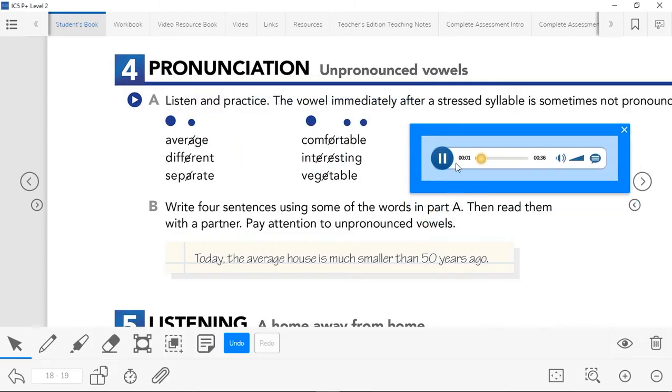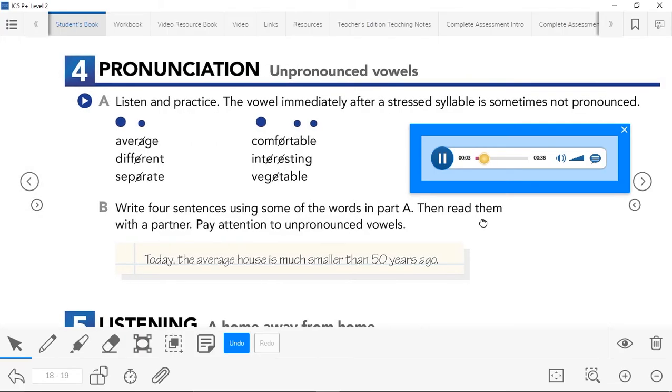Page 18, Exercise 4, Pronunciation. Unpronounced vowels. Part A. Listen and practice. The vowel immediately after a stressed syllable is sometimes not pronounced.